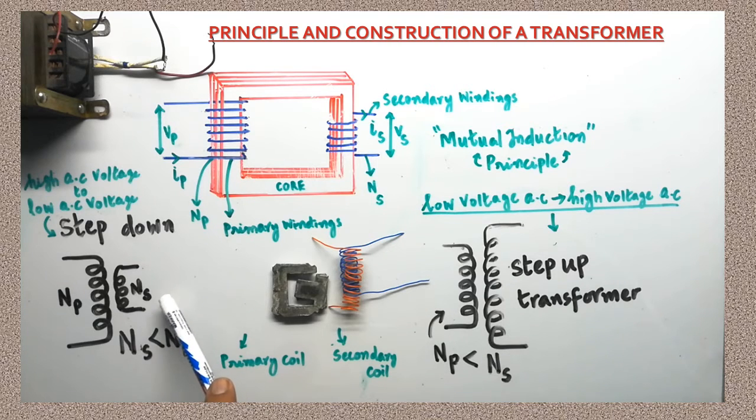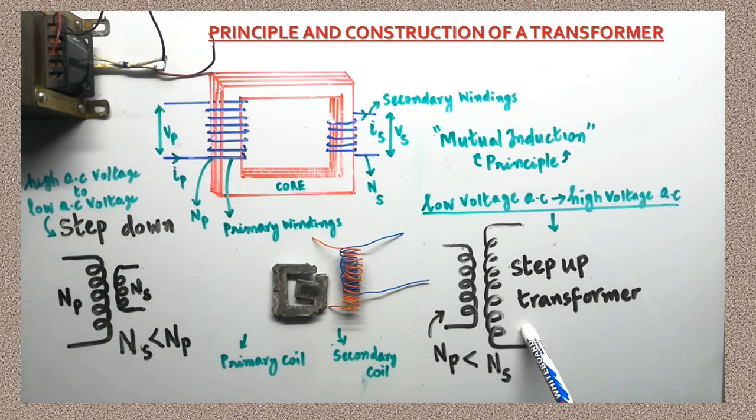One kind of transformer is called a step down transformer. Another kind is called a step up transformer. Look at the nature of the step down transformer. Now we have to compare the number of turns in primary and secondary. The number of turns in the secondary is lesser when compared to the primary. By that time it is called a step down transformer, that is, NS is lesser than NP.